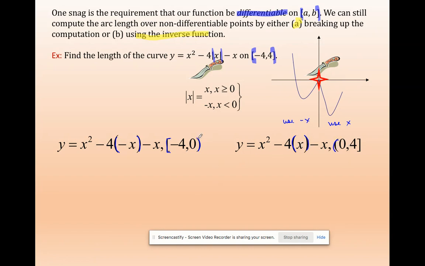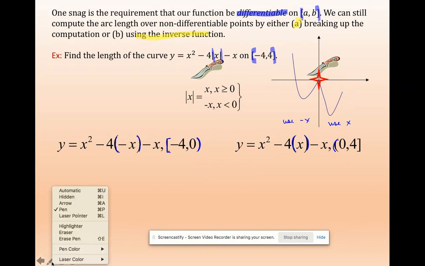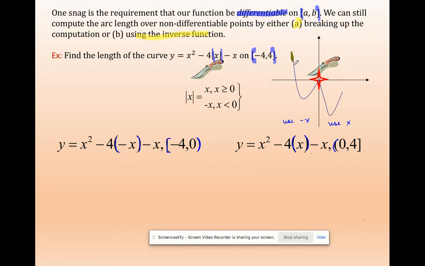Now notice I didn't include 0. A point has no dimension. So if I add this length to this length, it doesn't matter whether, right? A point has no dimension. I'll be fine.